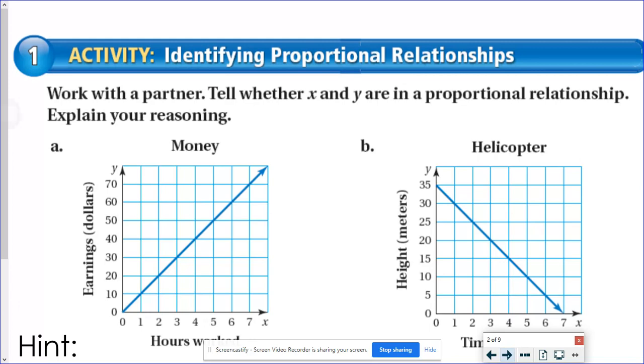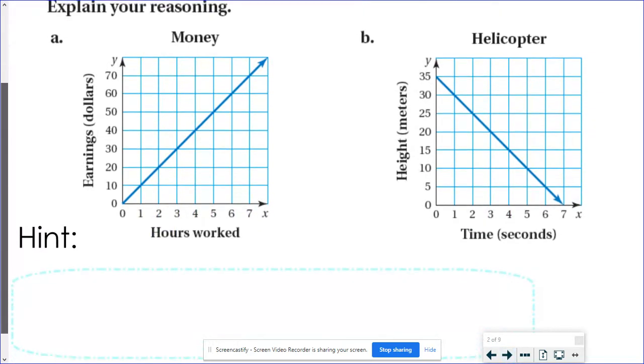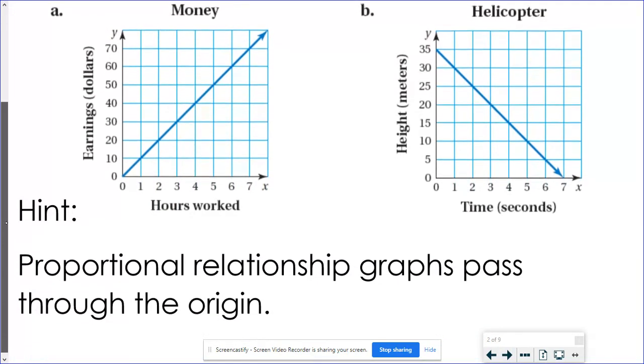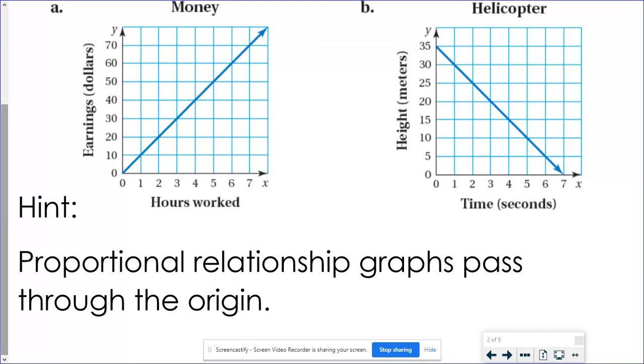So here's something that's really important for you to know about proportional relationships. In a graph of proportional relationships, the graph has to pass through the origin. It has to go through 0, 0. So in these two graphs, A is proportional, this one's a yes, because it's going right here through the origin. B is no, that is not proportional because it does not go through the origin.